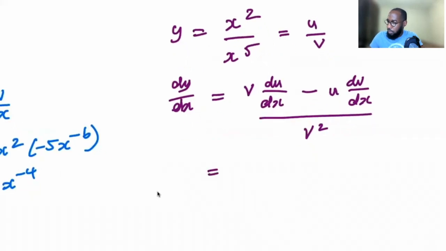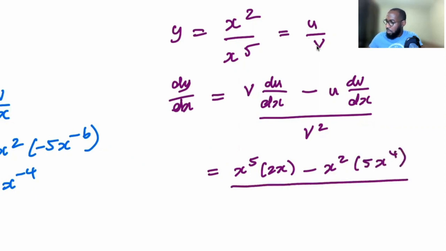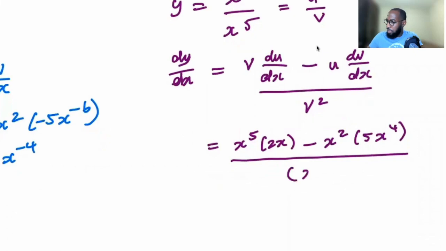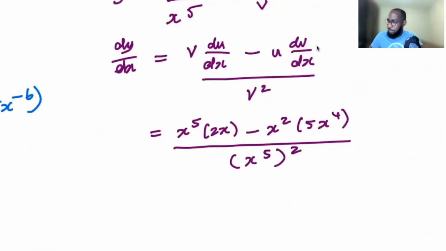So we have v, which is x to the power 5. To differentiate u, we have 2x, minus we have u, which is x squared. We differentiate v, we have 5x to the power of 4, all over v squared, which is x to the power of 5 squared. All right, now let's simplify it.